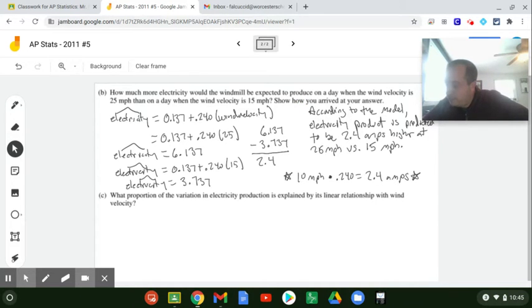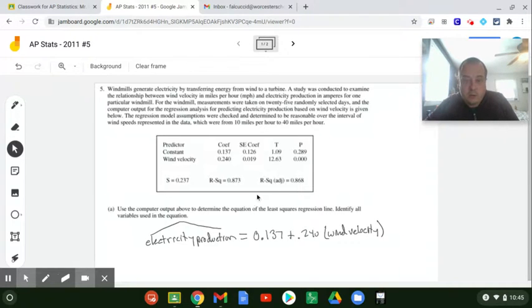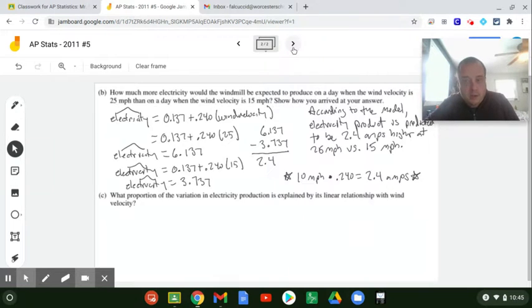And then what proportion of the variation in electricity production is explained by the linear relationship with wind velocity? That is simply an R squared question right here. So if I go back, I can see R squared right here is 0.873. And you're literally just going to use that exact same front sentence frame that I showed you.